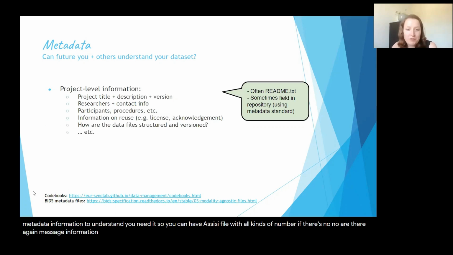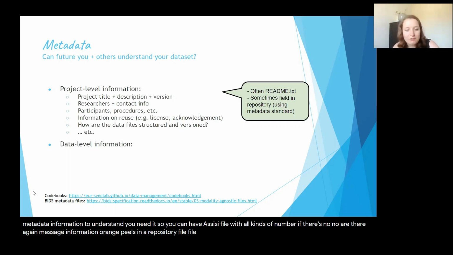And this type of information is often already in fields in a repository. So you don't really have to provide that explicitly, but it's already useful if you have that information ready on your local computer, for example, in a README file, which is a very simple text file to write.